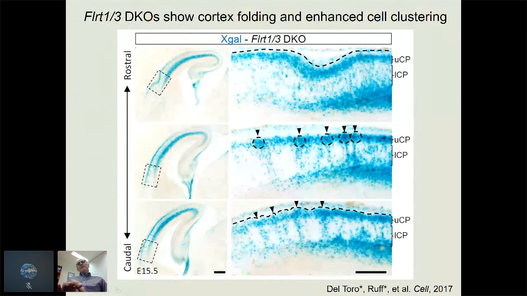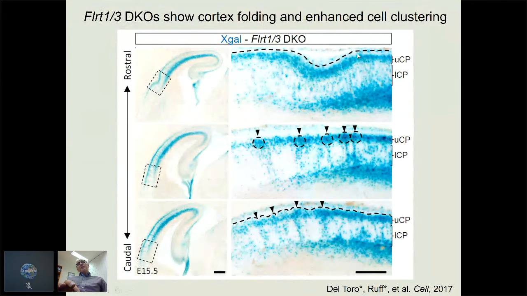He also noticed that because of this uneven migration, at the end, in the upper cortical plate, the distribution of the cells was uneven. There were regions where cells were very densely packed alternating with regions where there were fewer cells. And then interestingly, he noticed, and this was a serendipitous finding, that sometimes the cortex was actually folded.